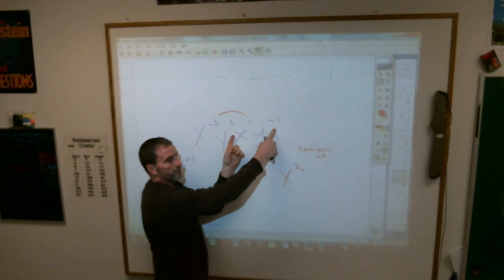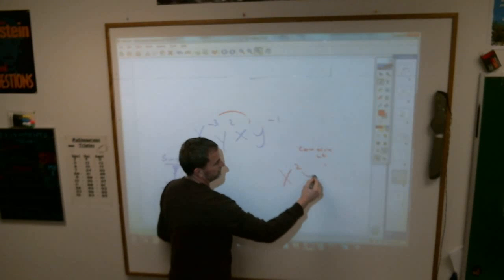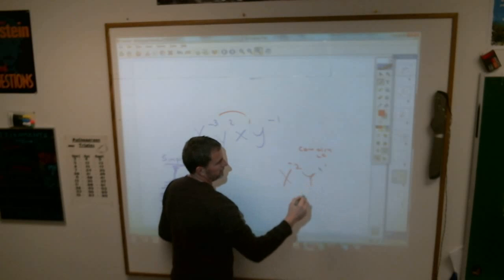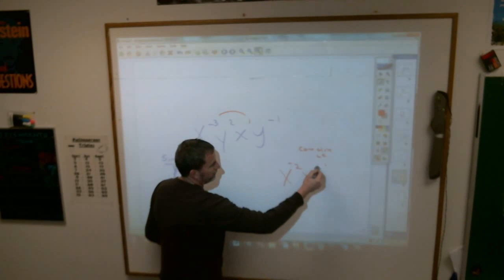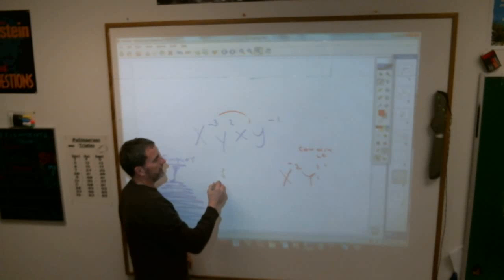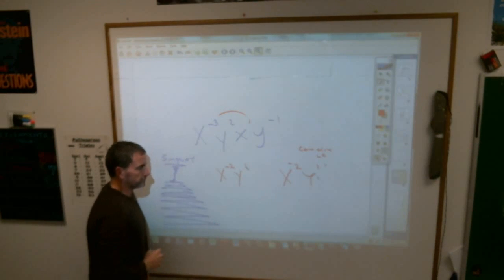What do I get when I add these exponents together? What is a 2 minus 1? I know that's tough math. I'm going to guess that you can do that. 2 minus 1? 1. So I get x to the negative 2, y to the 1 power.